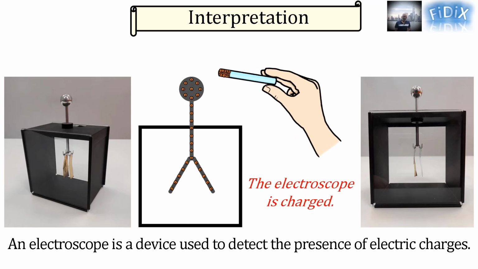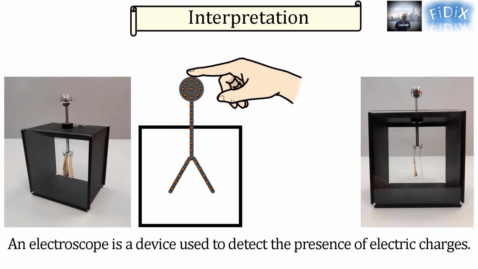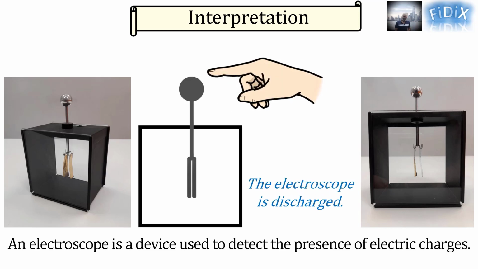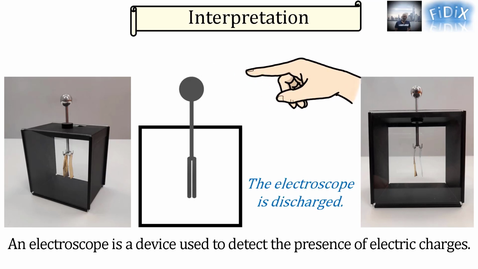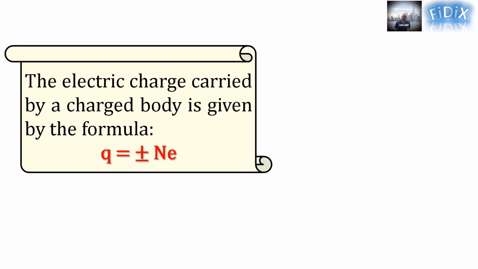The electroscope is charged. When we touch the ball of the positively charged electroscope, some electrons transfer from the human body through the metal ball and rod and then into the leaves, which become electrically neutral. Their weight makes them revert back to their initial position. The electroscope is discharged.